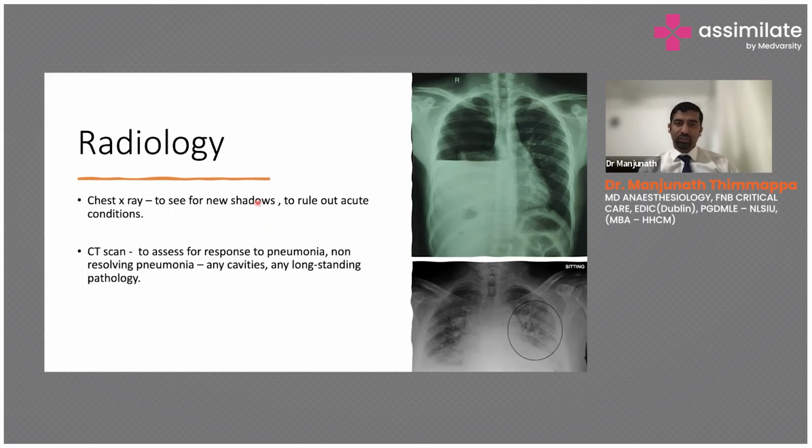So you need a chest X-ray to see new shadows and to rule out acute conditions like pneumothorax, for example post-procedure like a central line, or post CABG. If you find any pneumothorax or hydropneumothorax, you might need a chest X-ray and follow-up X-rays to see the difference and also the response to our treatment. And a CT scan to assess the response to pneumonia, non-resolving pneumonias, to see for any cavities or any long-standing pathologies.